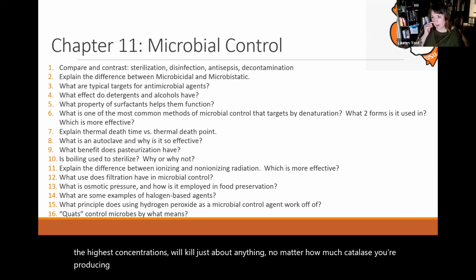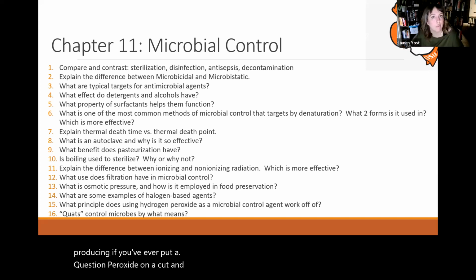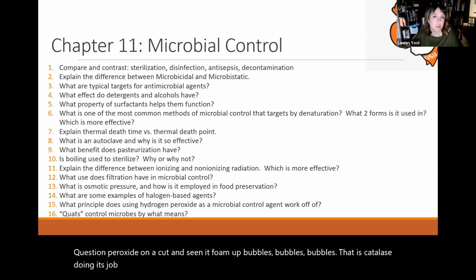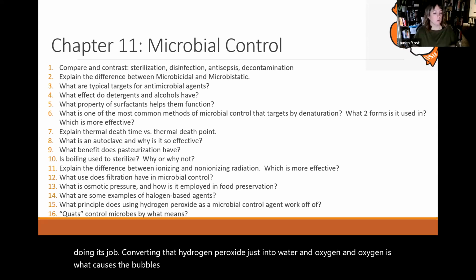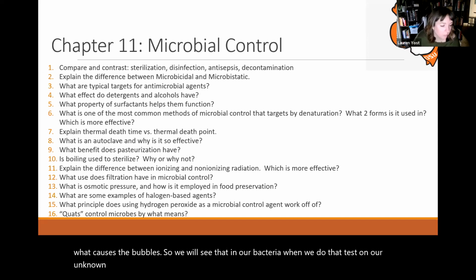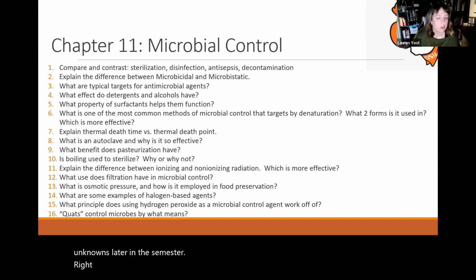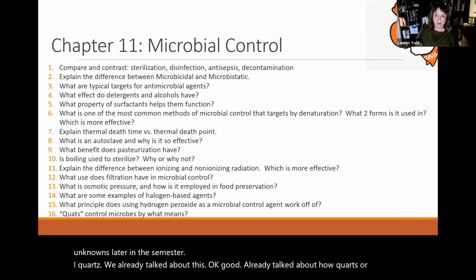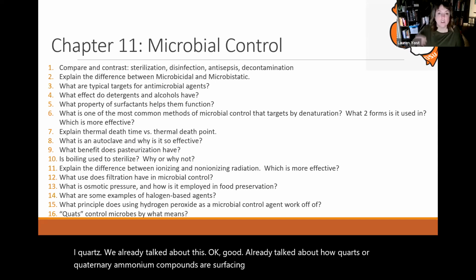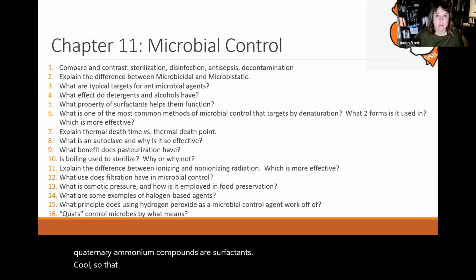If you've ever put hydrogen peroxide on a cut and seen it foam up, bubbles, bubbles, bubbles, that is catalase doing its job, converting that hydrogen peroxide into water and oxygen. And the oxygen is what causes the bubbles. So we will see that in our bacteria when we do that test on our unknowns later in the semester. All right, quats. Oh yeah, we already talked about this. Okay, good. I already talked about how quats, or quaternary ammonia compounds, are surfactants. Cool. So that is that for this week.